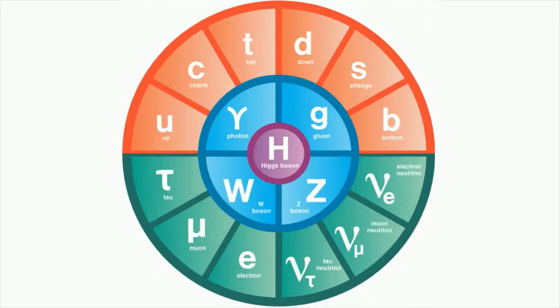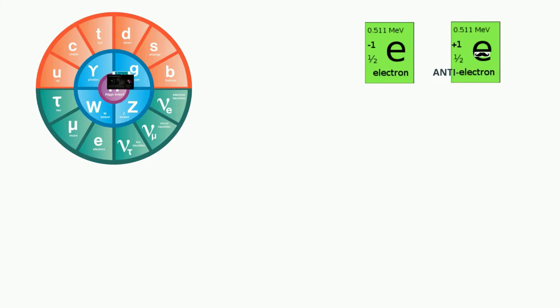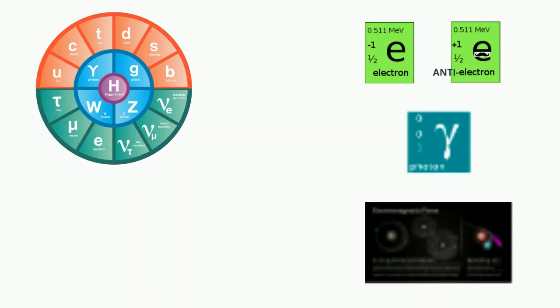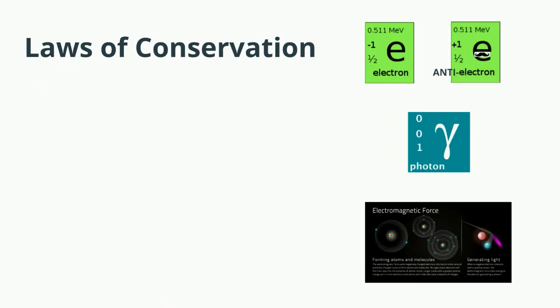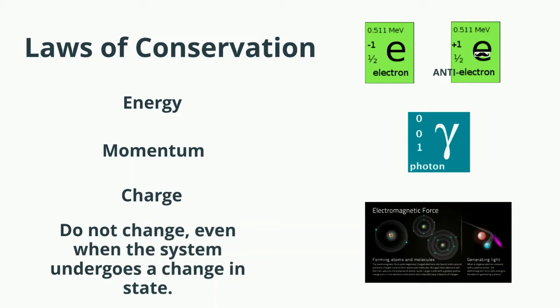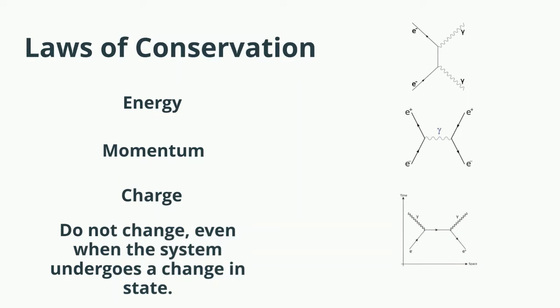In our last video, when tasked with analyzing the physics of the interaction between electrons, positrons, and photons, we determined that the set of possible events was limited by the so-called laws of conservation. That is to say, there's a set of quantities, like energy, momentum, and charge, which don't change even when the underlying state of a system changes. Hence, the system can only undergo transitions which keep these numbers fixed.